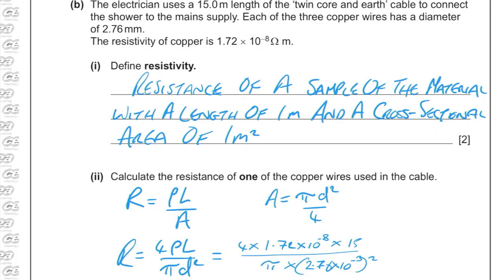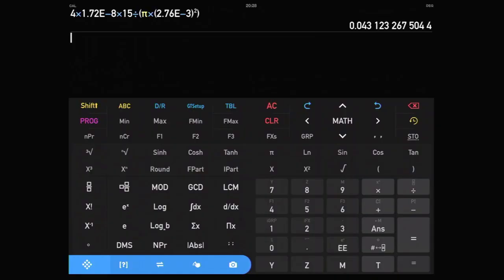So we've got 4 times rho of 1.72 times 10 to the minus 8 times the length of 15 divided by pi times d squared. Okay, so d is in millimeters, so we need to put a 10 to the minus 3 in there before we square it, so that it's being squared after it's been changed into meters. And that comes to 0.0431 of an ohm.